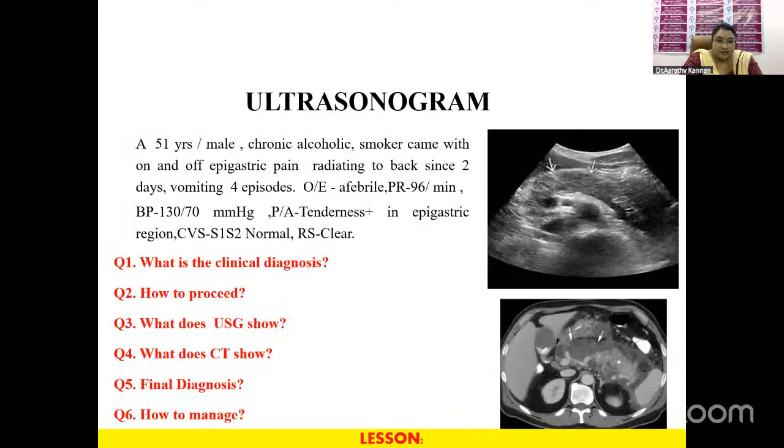Next, we had a 51-year-old male, a chronic alcoholic and smoker, who came with on and off epigastric pain radiating to the back since 2 days and also 4 episodes of vomiting. On examination, his vitals were stable. He was afebrile. Per abdomen, there was tenderness in the epigastric region. With this history, what will be your clinical diagnosis? How will you proceed to evaluate him?